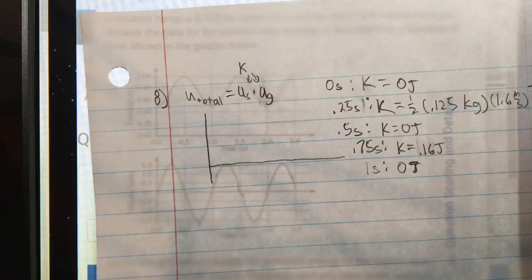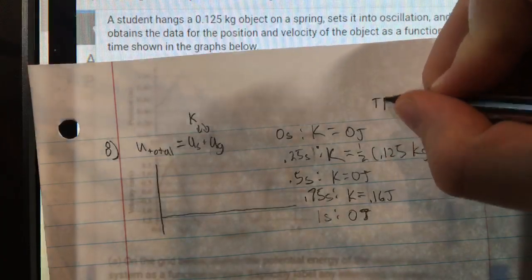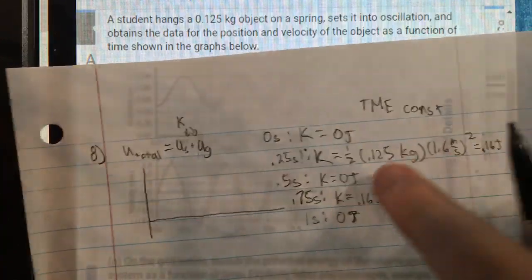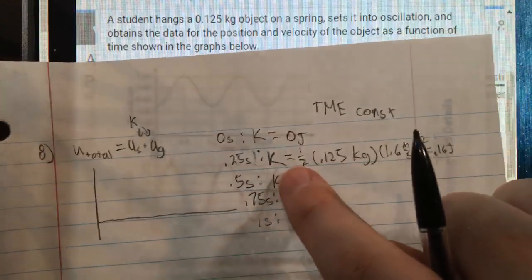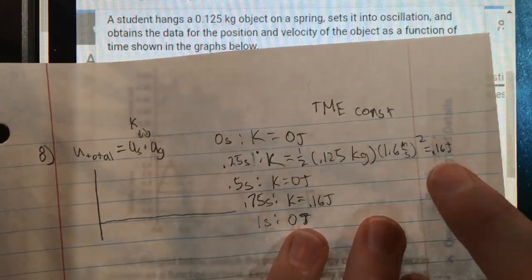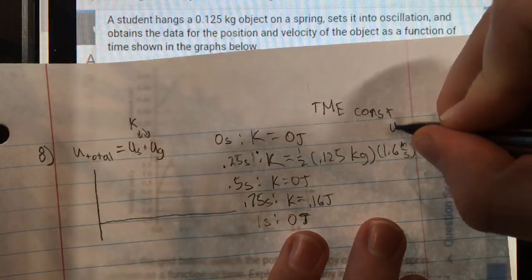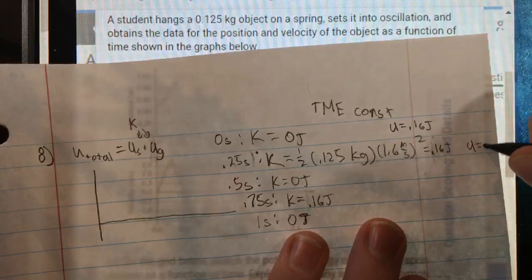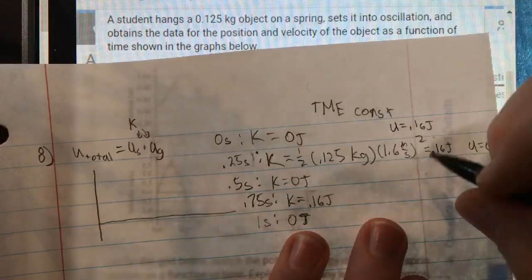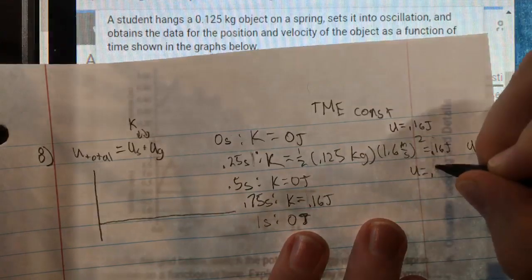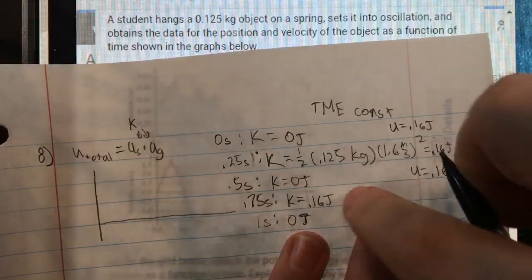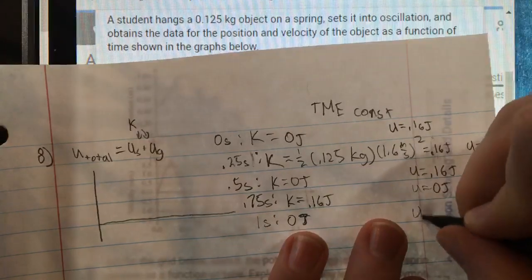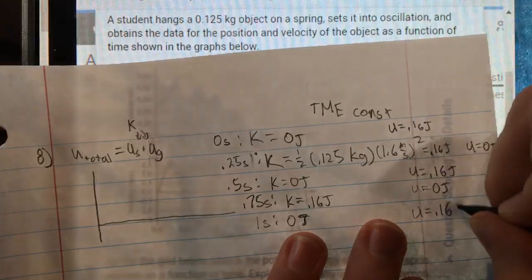Now, we know our total mechanical energy is constant, right? As long as there's no friction, we have a constant total mechanical energy, which means if I have 0 joules of kinetic energy here and I'm going to have 0.16 joules of kinetic energy there, it means my potential energy here is 0.16 joules, which means my potential energy there is 0 joules. Then I lose all my kinetic energy. It's all gone back to potential energy. Then all of that energy went to kinetic energy, so I have no potential energy, and then it's just oscillating back and forth like this.